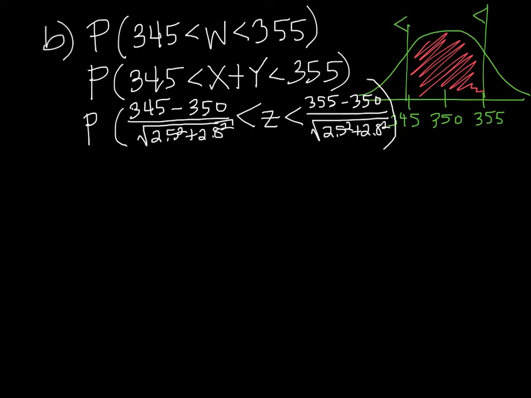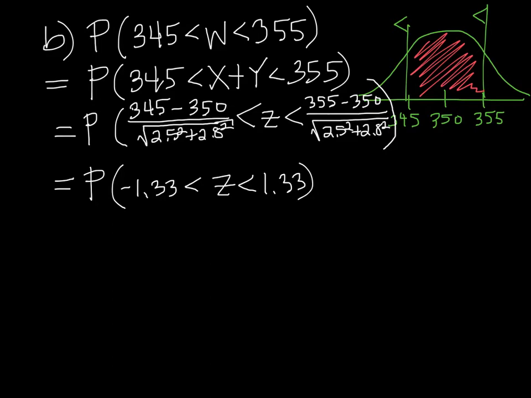Something I want you to keep in mind is that because 345 and 355 are symmetric about the mean, their z-scores should be the same as well. Their z-scores are telling us the number of standard deviations away from the mean, so we should get the same values, but with opposite signs. Once I plugged this into my calculator, I got z-scores of negative 1.33 and positive 1.33.